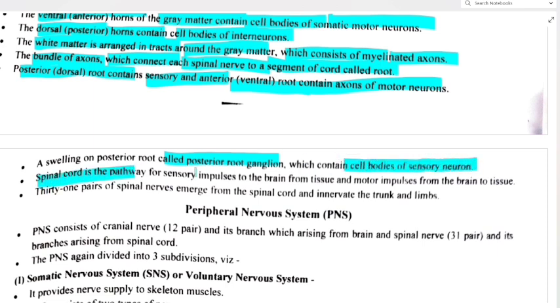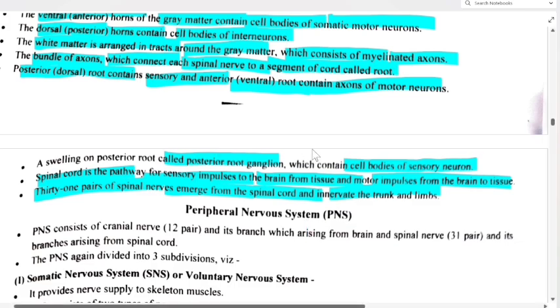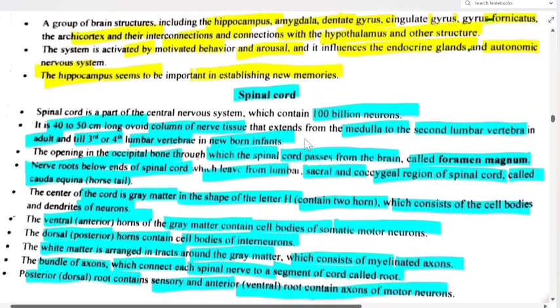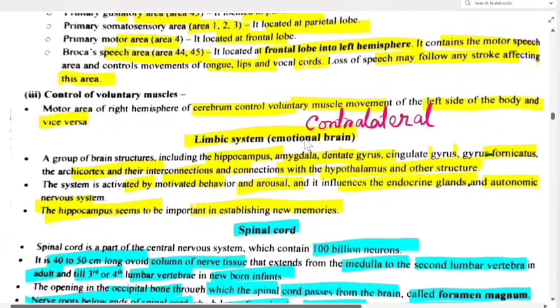Spinal cord is the pathway for sensory impulses to the brain from tissue and motor impulses from the brain to tissue. 31 pairs of spinal nerves emerge from the spinal cord and innervate the trunk and limbs. Okay, in next class we will be studying about peripheral nervous system. Till now, revise this central nervous system once again, because it is vital and a little bit critical also.